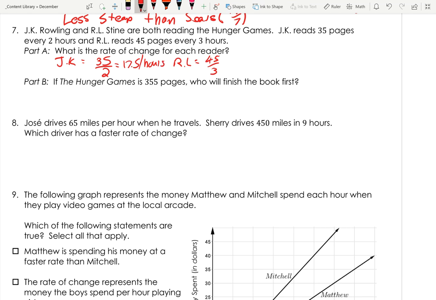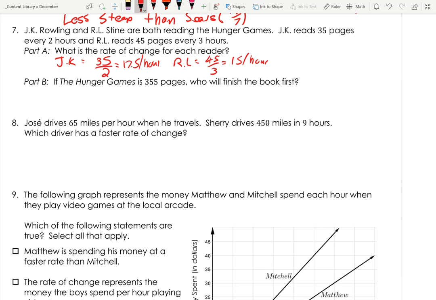because if you just do 35 divided by 2, that is 17.5 per hour. And R.L. Stine ends up being 15 per hour. 45 divided by 3 makes 15. So this tells us who reads faster. Now, because we've put them on the same playing field, the same number of hours, because JK told us she reads 35 every 2 hours, but RL reads 45 every 3 hours, right? It's not an apples to apples comparison because you're comparing one over a 2 hour period and the other over a 3 hour period.